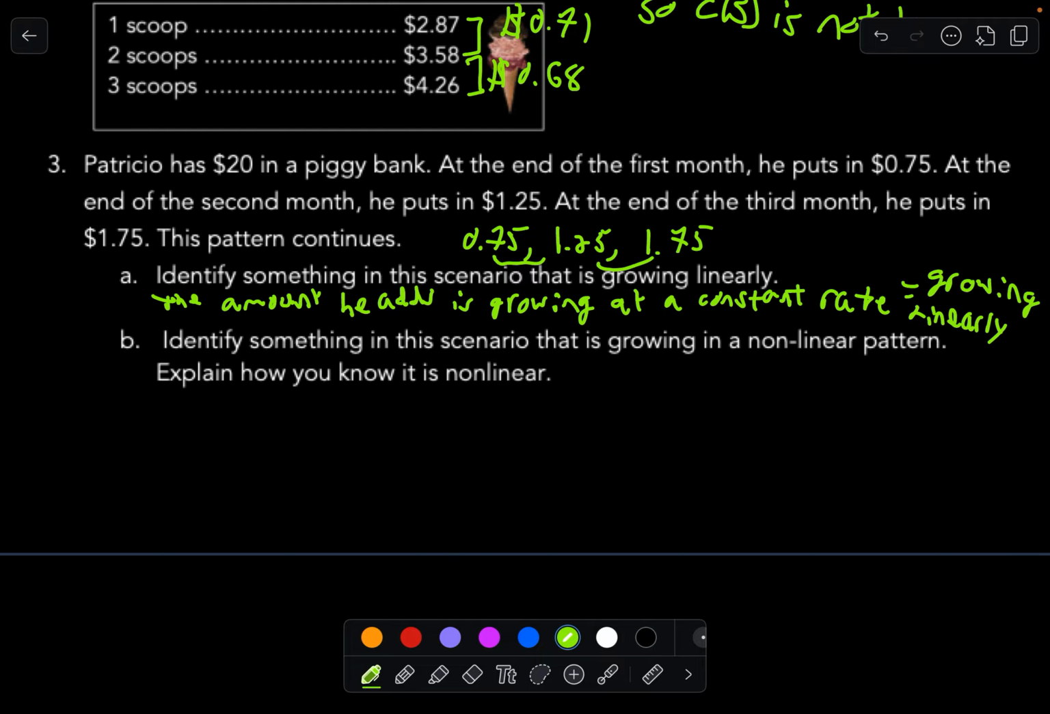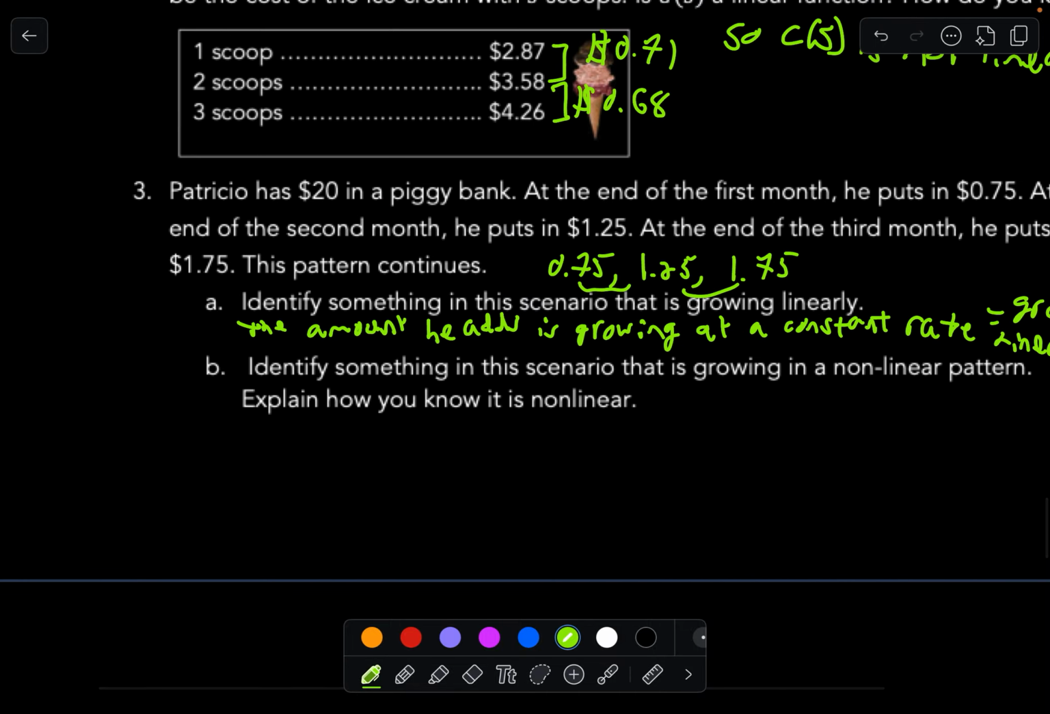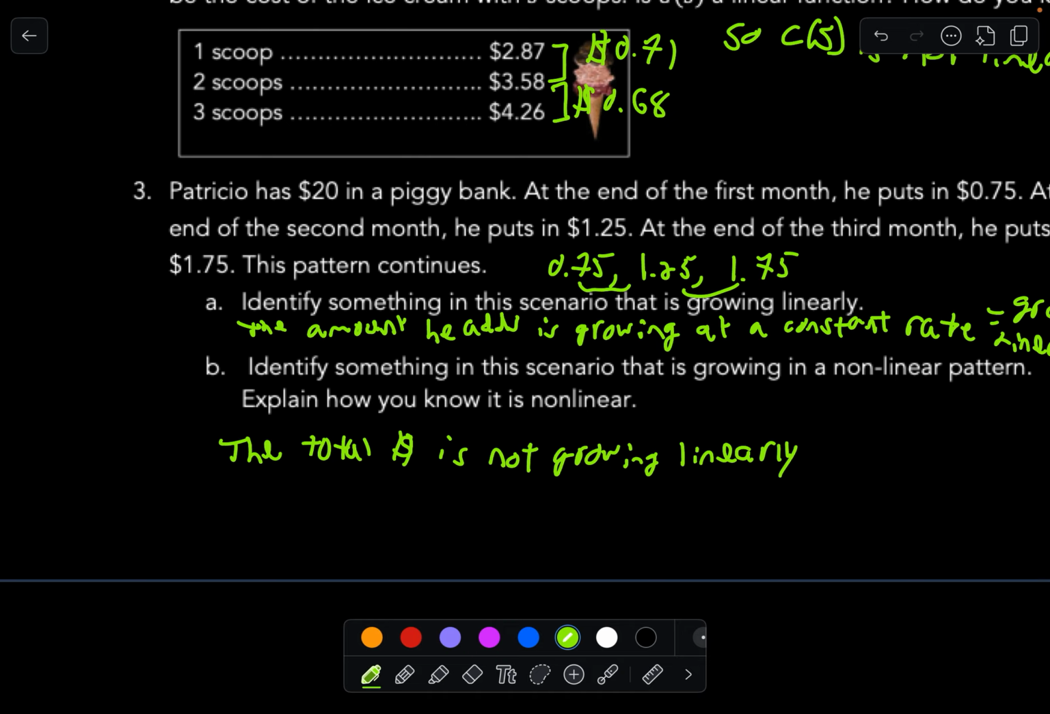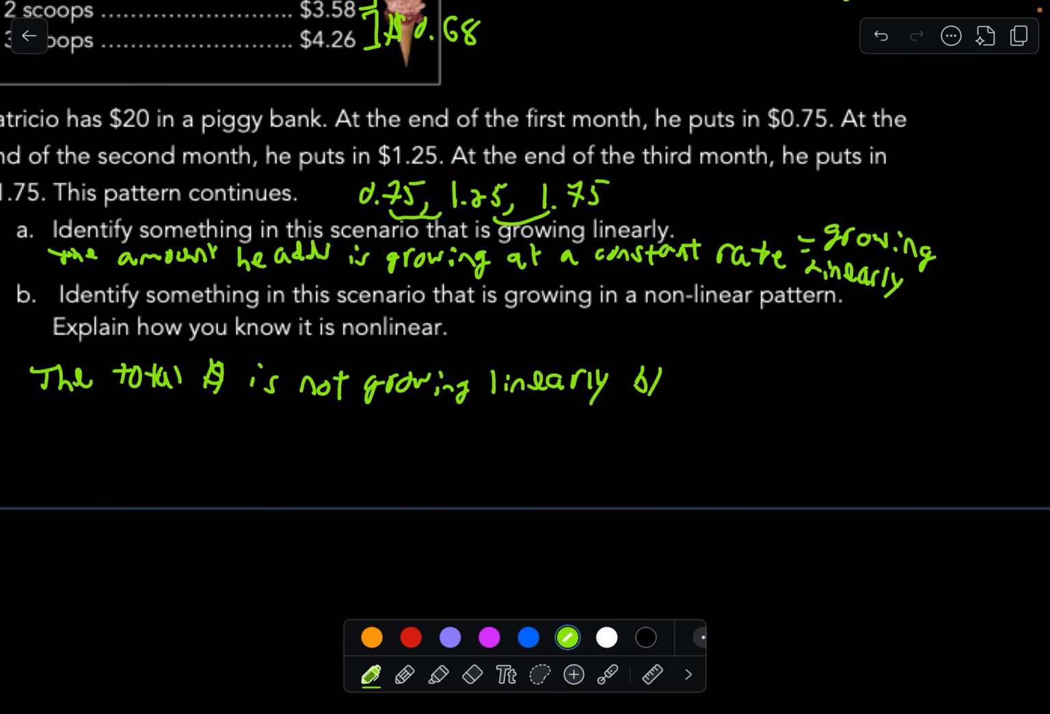Identify something in this scenario that is growing in a nonlinear pattern. Explain how you know. Well, if you look at the total money saved, the total money in the piggy bank is not growing linearly, I guess that's how you spell it, because we are adding different amounts each time.